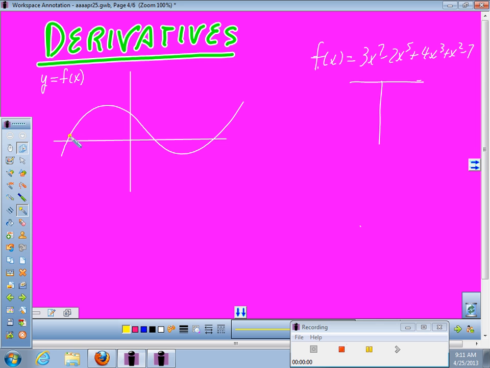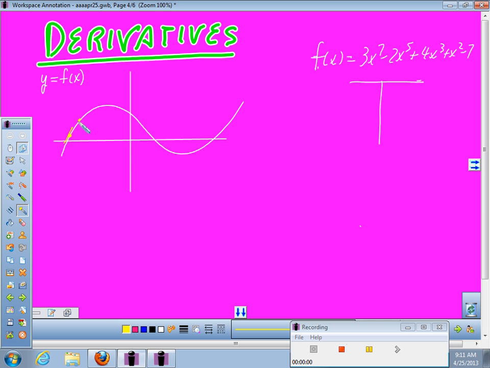If I put a point right here, and I draw a line tangent to the curve, what does it mean to be tangent to something? This is a geometry question. When you are tangent to a circle, you touch it in only one point. So, I'm trying to touch it in one point.